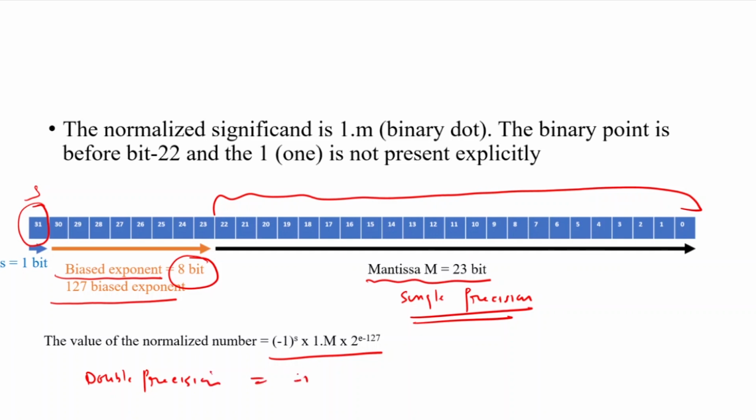This is equal to what? (-1) to the power s, because a single bit is used in case of double precision, multiplied by 1.m multiplied by 2 to the power e minus 1023. Only this is the difference. This is the formula for obtaining a number equivalent in binary floating point representation with the help of double precision.